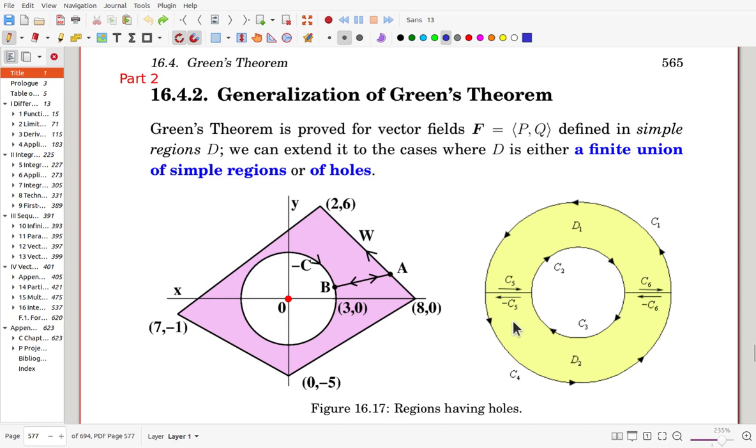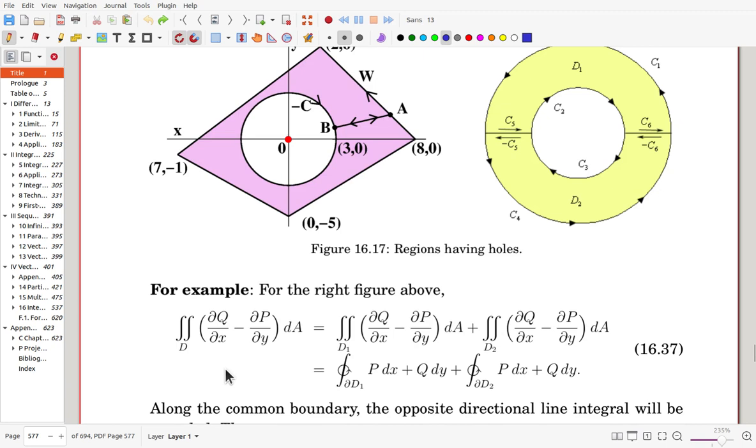For this figure, for example, consider the double integral of Q sub x minus P sub y. That can be done with this D1 and D2 separately, and we can add the values. Now, if we consider, for example, D1, then D1 itself is a simple region, so we can apply the Green's theorem. Also for D2, we can apply Green's theorem.